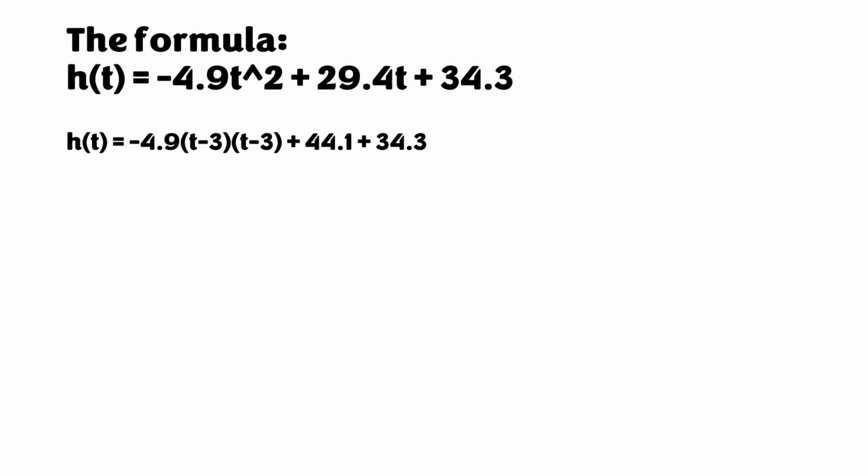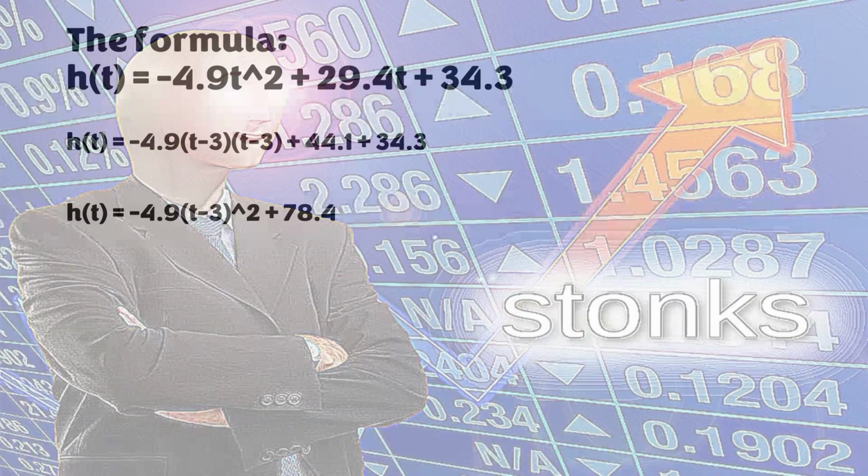Alright, back to Line. And that's wonderful. And so now that we have that, let's put that at the top of the page. And now we'll start by adding the like terms. 44.1 plus 34.3. We can just add that together and we get 78.4. And t minus 3 times t minus 3 is just t minus 3 squared. So let's write it like that.